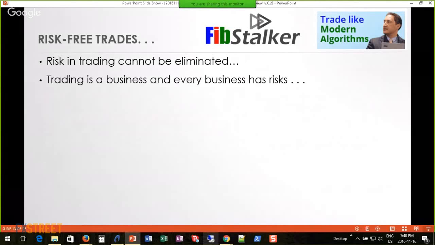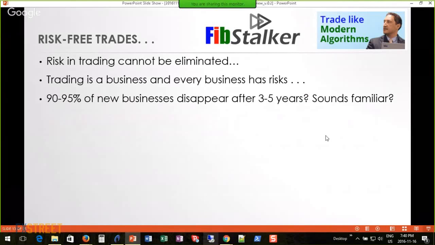Why? Because maybe people come back from holidays and say, I have not traded for 15 days or 1 month, I need to get back to it, and I need to produce some gains. Well, that's a job mindset that you bring to trading, but trading is a business and it has risk. So risk in trading cannot be eliminated.